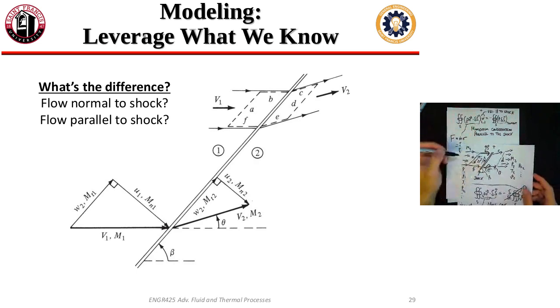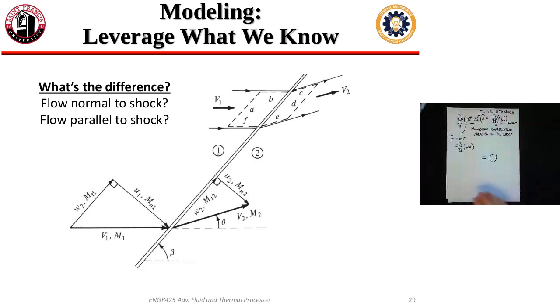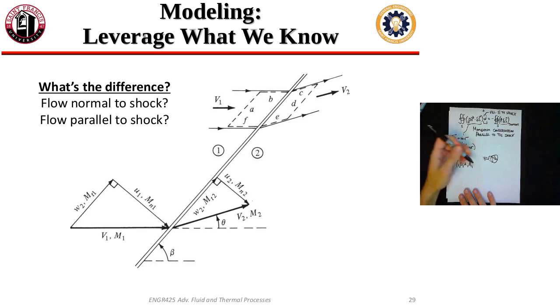However, for A and D, it's not 0, right? Because now we're seeing things that are perpendicular. So let me write this out a little bit larger. So we can do our integral there, and it gets us something like this. But remember, we're multiplied by W, or the velocity tangent to the shock wave in state 1 and state 2. And as said before, the two areas are the same.